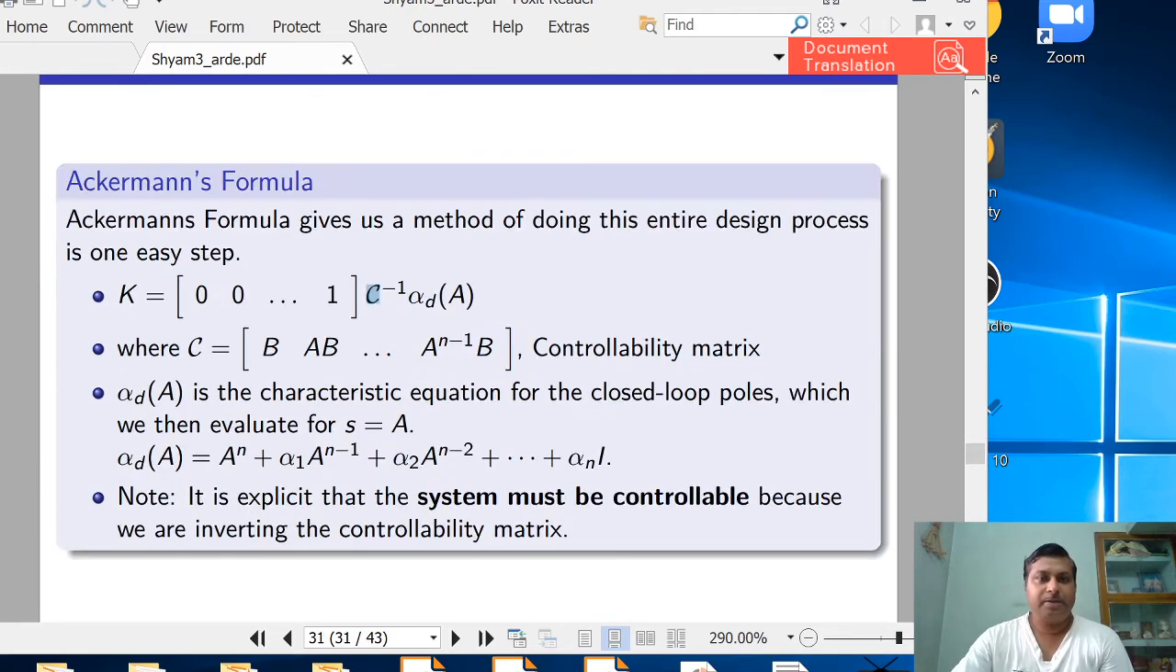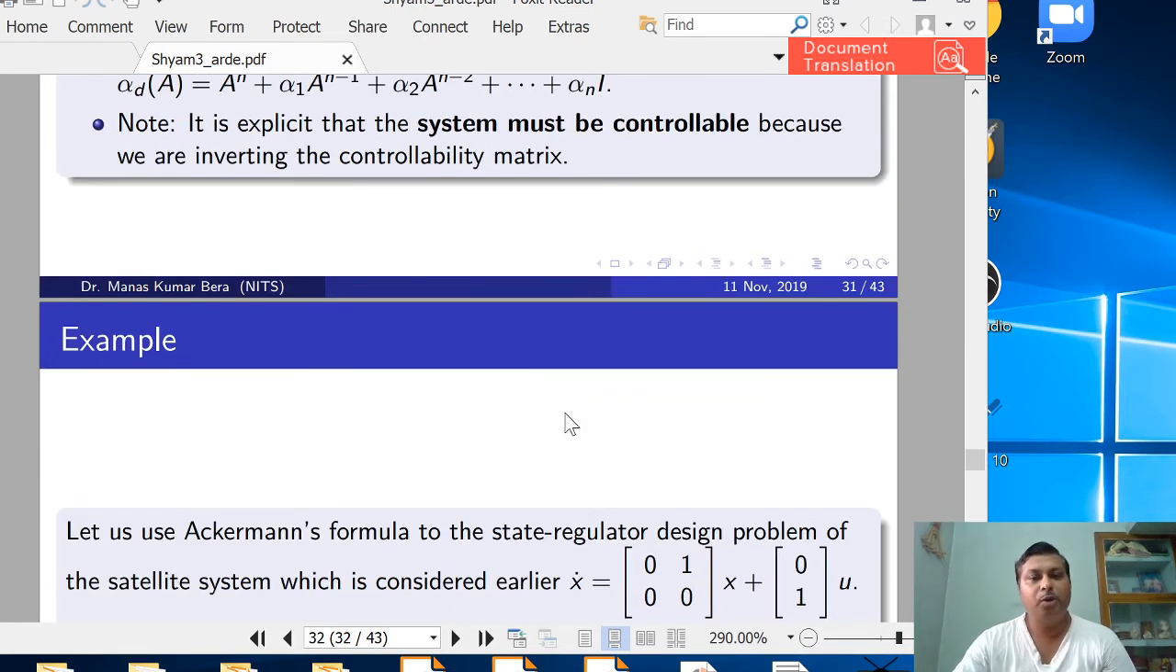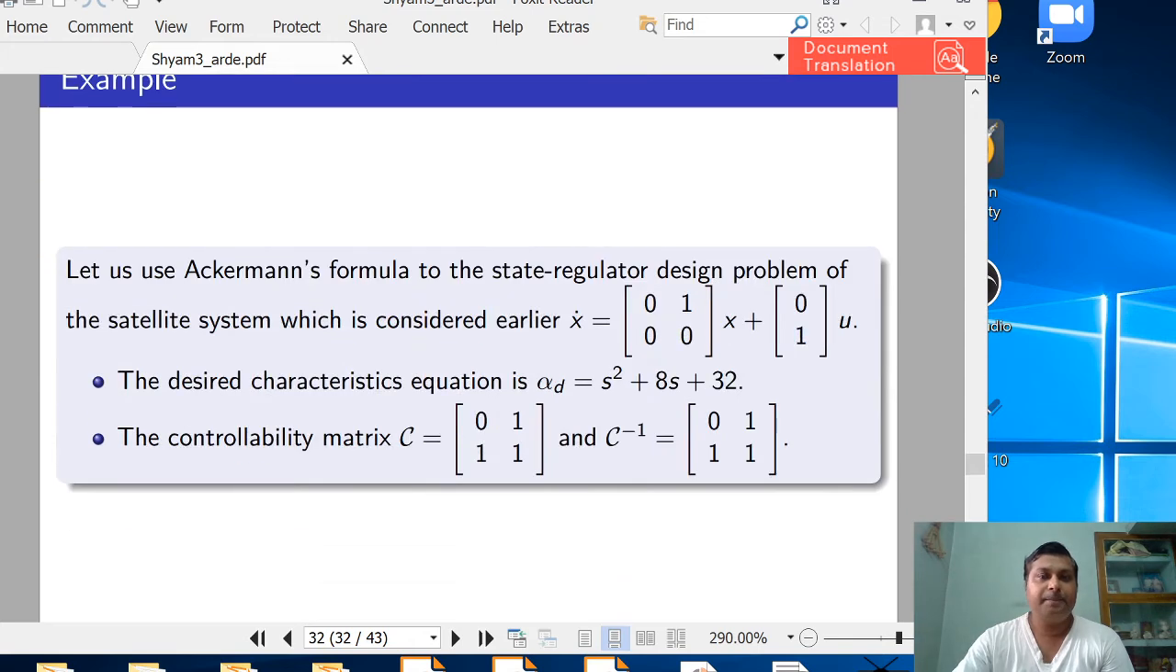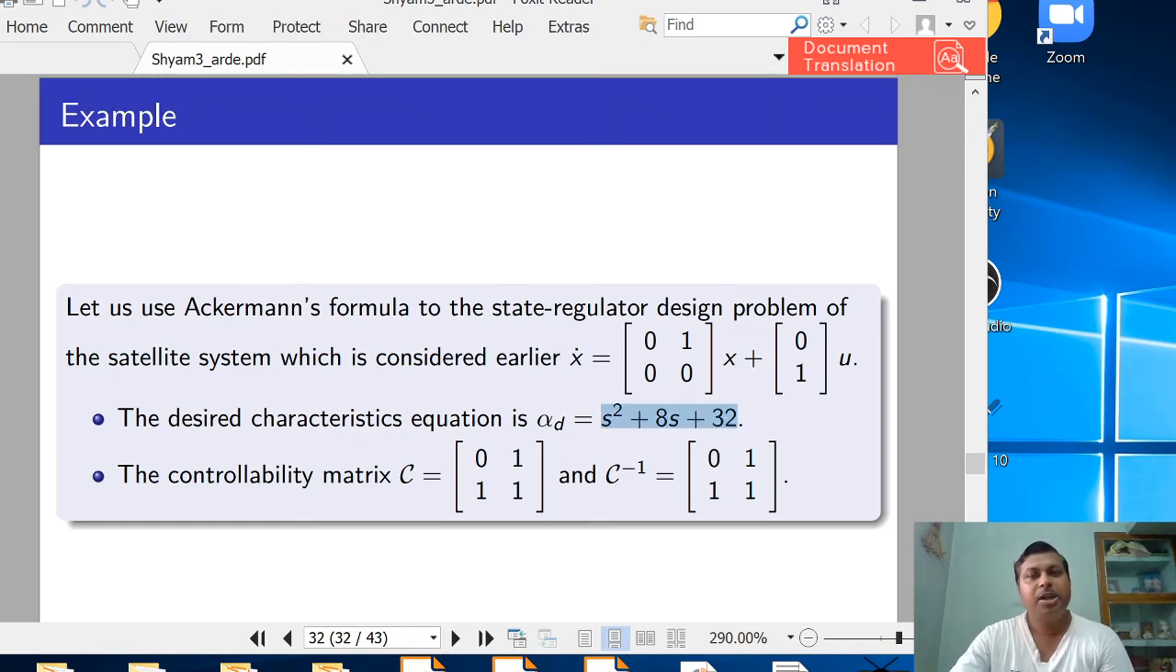Okay, so we will try to understand these steps with an example, x dot equals Ax plus Bu, the satellite example that we have taken. I have taken this example for a 2 by 2 system, but remember that these processes give you a computational advantage when you do it on a computer and the order of the system is greater than or equal to 2. We know that for this system the desired characteristic polynomial is s square plus 8s plus 32. How we got this characteristic equation, we have already discussed in the satellite example.